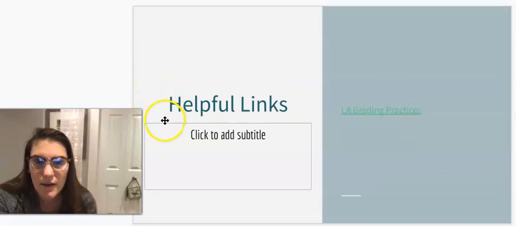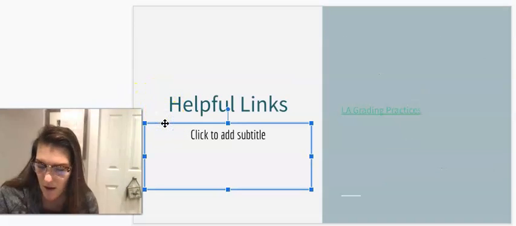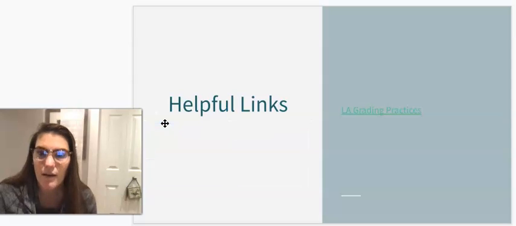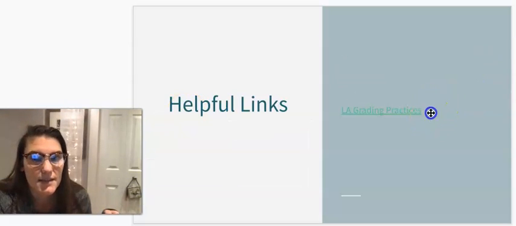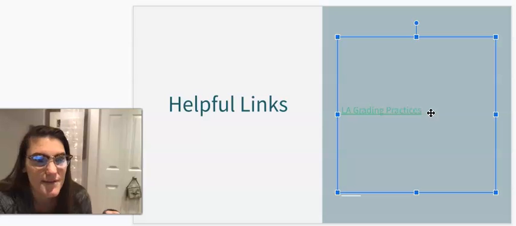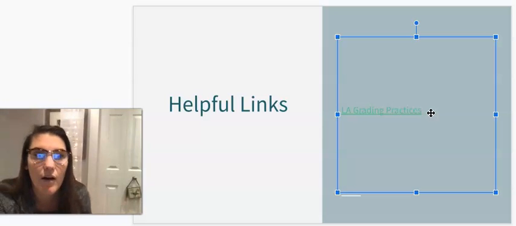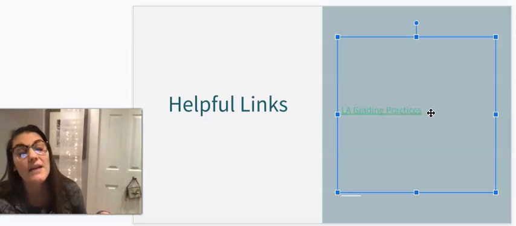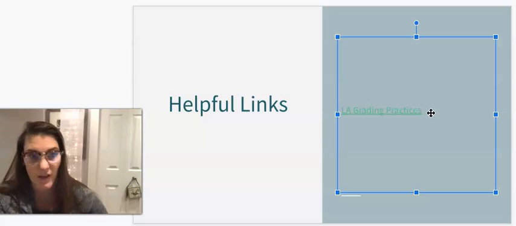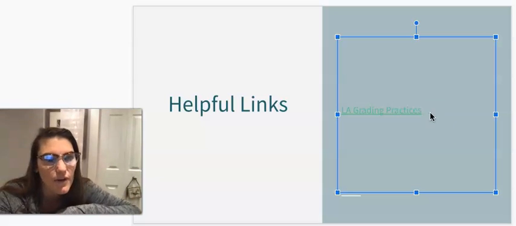And here is a helpful link to our grading practices that might be of importance if you're thinking about, well, what can we expect from our guides? What should we expect from our students, if that's a question for you?